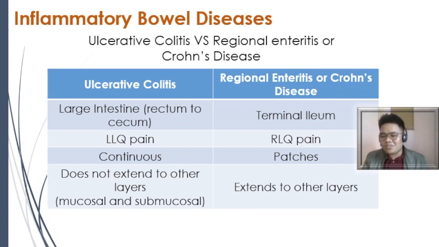The thing with ulcerative colitis is that it does not extend to other layers. Its focus is on the mucosal and submucosal layers of the large intestine. Whereas regional enteritis or Crohn's disease has a tendency to extend to other layers, which means there is a risk of fistula formation. The higher risk for fistula formation is in regional enteritis because it penetrates other parts of the small intestine and then other organs. If you are asked who will be at increased risk for peritonitis, will it be a patient with ulcerative colitis or regional enteritis? Try to answer that question.